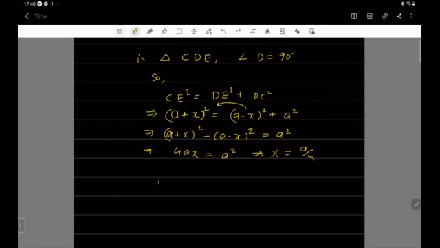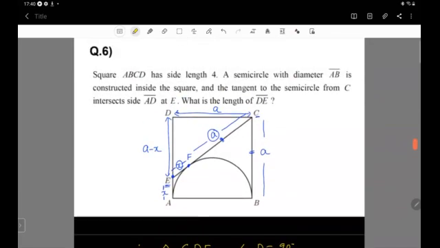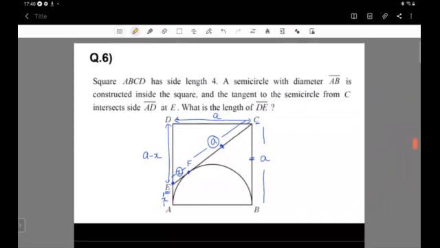So DE is equal to A minus X, which equals A minus A by 4, which is 3A by 4. And since A is 4, the answer is 3. How difficult was this problem? Okay, it's again a medium level problem, not very easy, but not very difficult either, right?